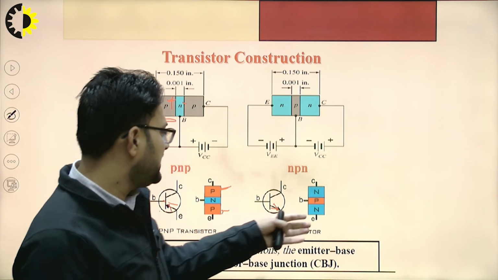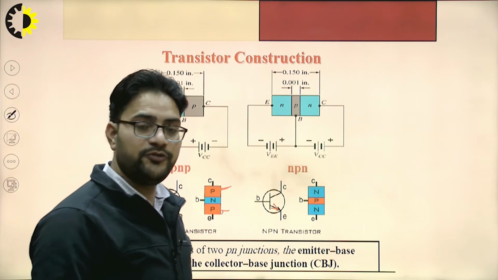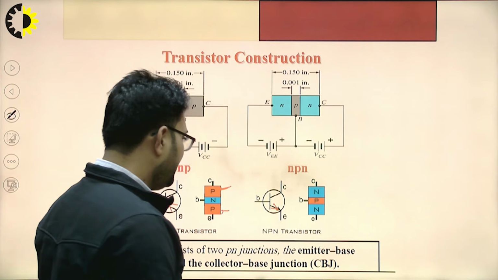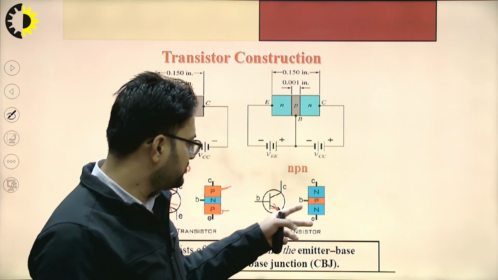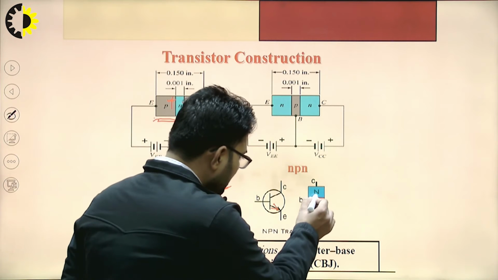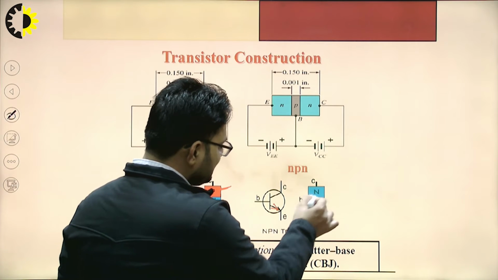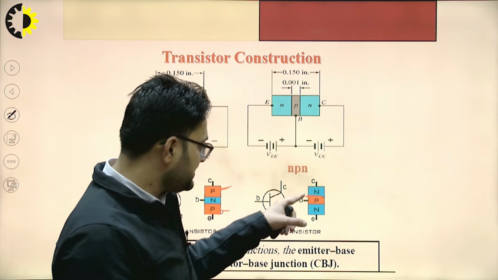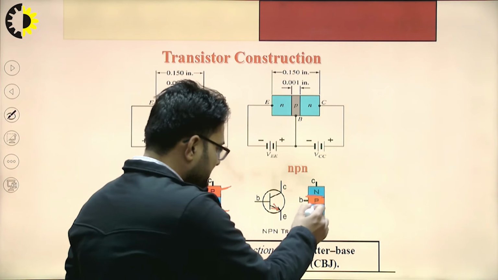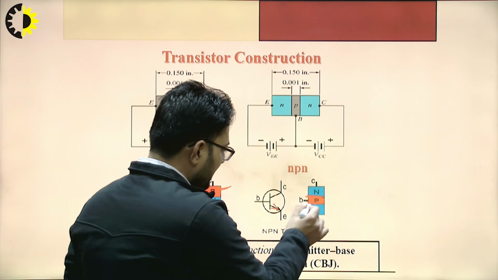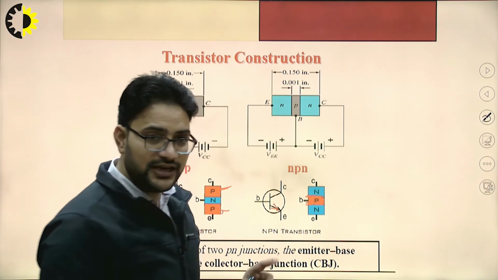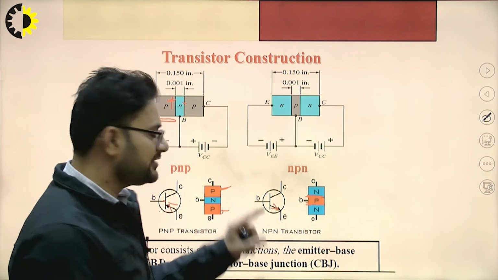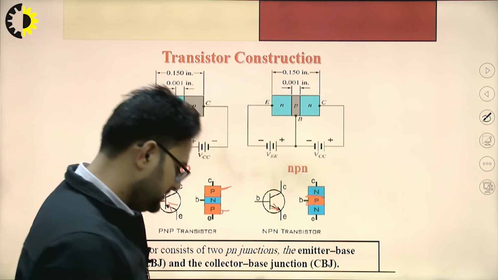NPN transistor means emitter and collector will be made up of N type of semiconductor, and the base will be made up of P type of semiconductor, right? So you can see clearly the collector base junction, which is a PN junction, right? And another junction which is formed is the emitter base junction. So we have basically two types of junctions: emitter base junction and collector base junction, right?